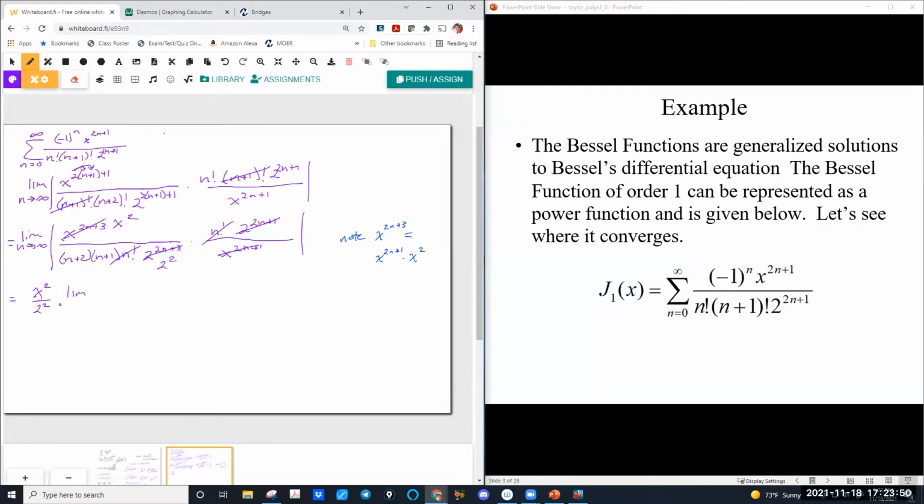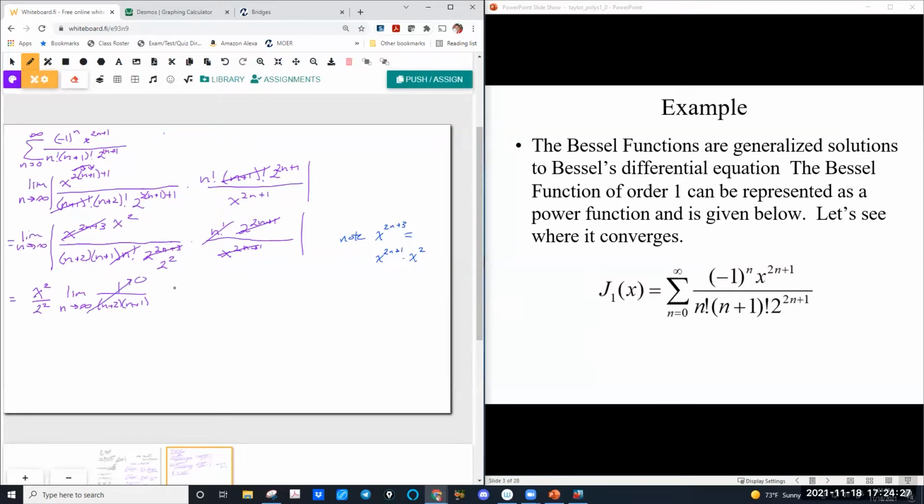And what are we left with in terms of n? Limit as n goes to infinity of 1 over n plus 2 times n plus 1. Where does this limit go as n goes to infinity? We're going to have something where the denominator is going to grow and the numerator's not. So what is the value of this limit? The value of this limit is 0.